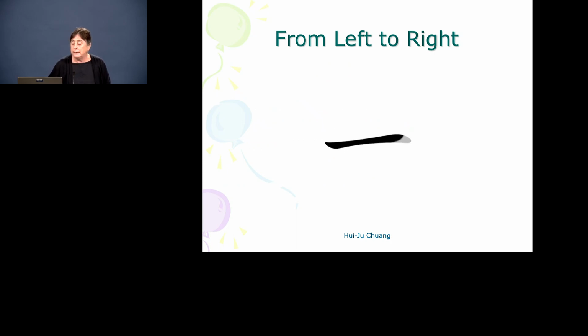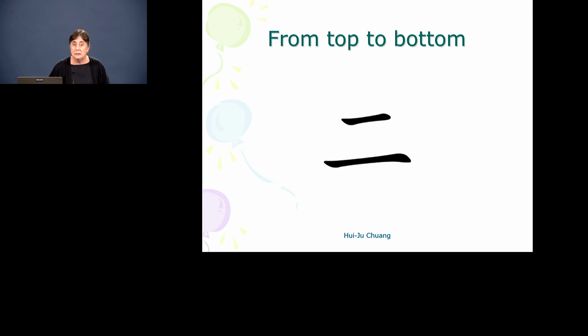So, left to right: the character yī, one, is a good example of left to right. The character bā, eight, is also a good example of left to right. Okay. Another rule, top to bottom. The character èr, two, is a good example of top to bottom. The top line goes first, the second line goes second, top to bottom.